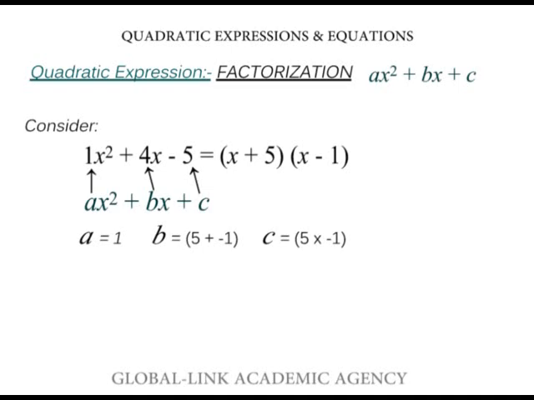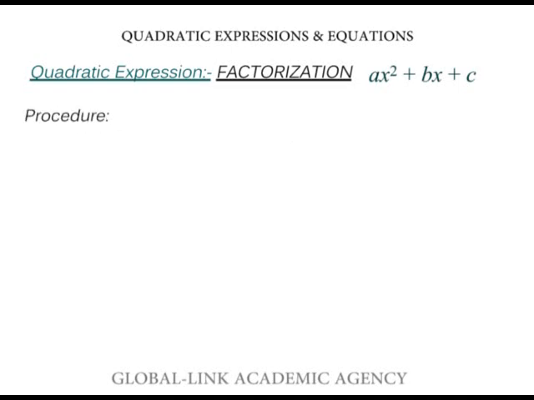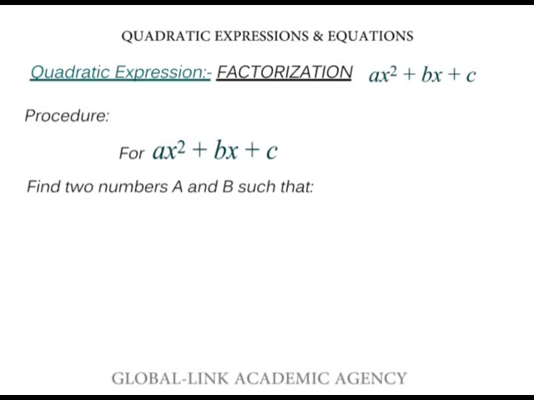Generally, to find the factors of a quadratic expression ax² + bx + c, follow these steps. Step 1. Find two numbers p and q such that p times q is equal to a times c and p + q is equal to b. p and q are then used to split the coefficient of x.